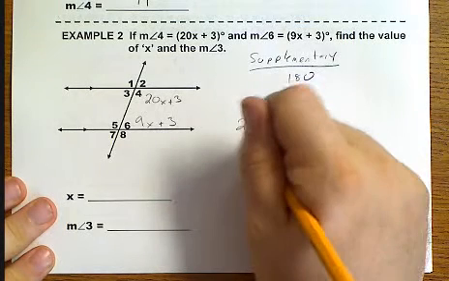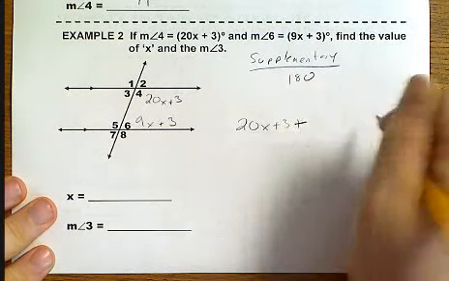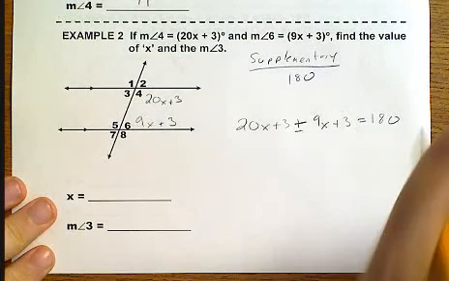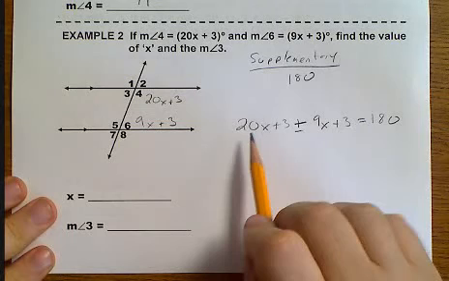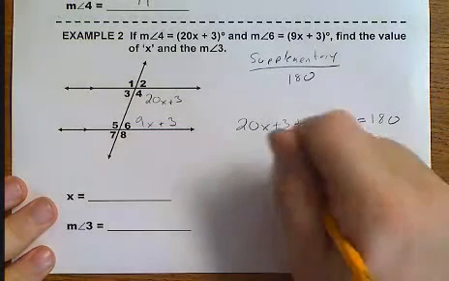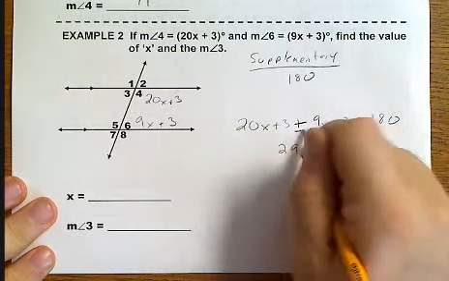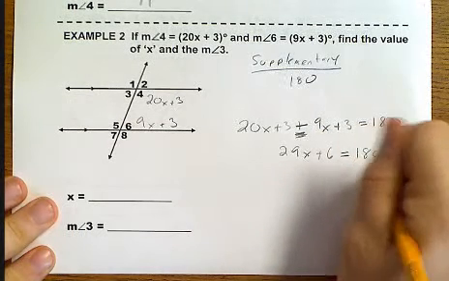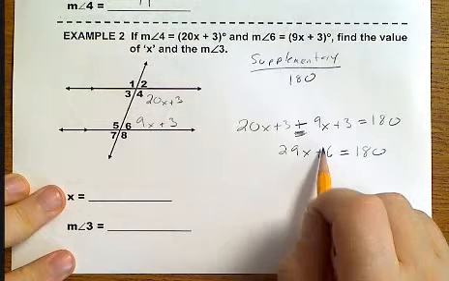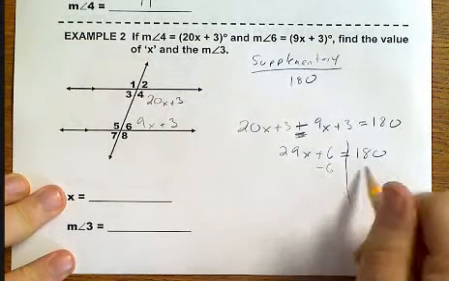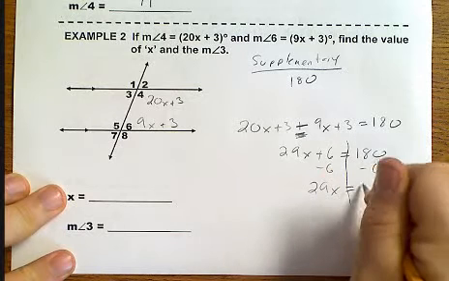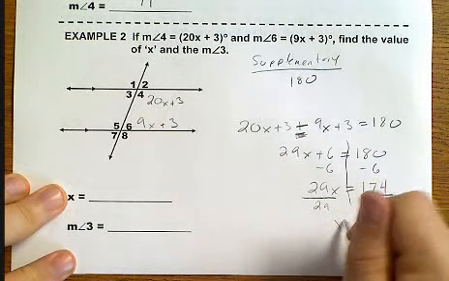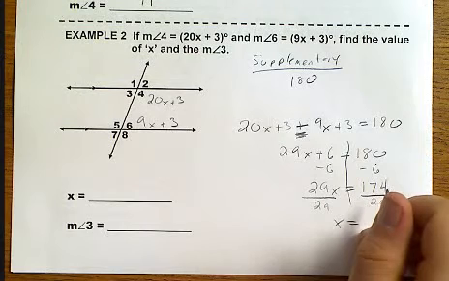So 20x plus 3 plus 9x plus 3 equals 180. We'll combine similar terms. 20 plus 9 makes 29x. 3 plus 3 makes 6. So, I subtract 6 from both sides. I get that 29x equals 174. Divide both sides by 29, and x equals 6.